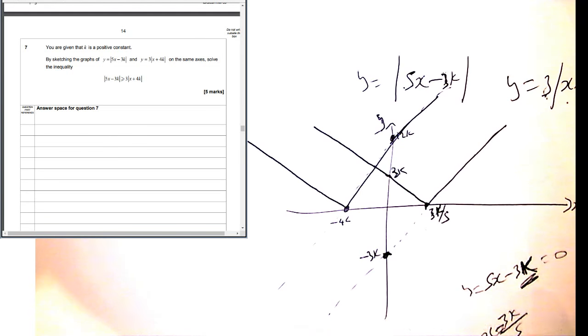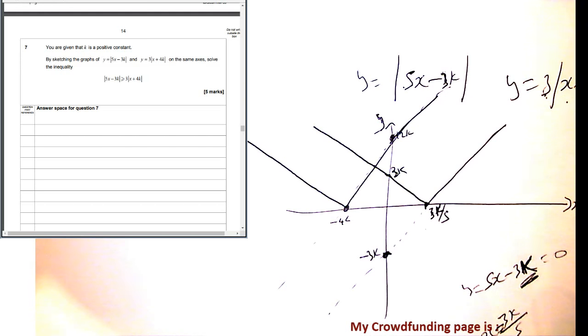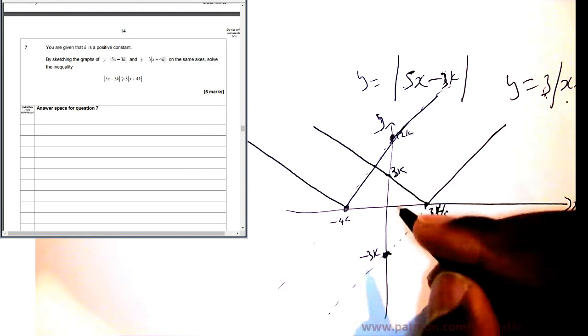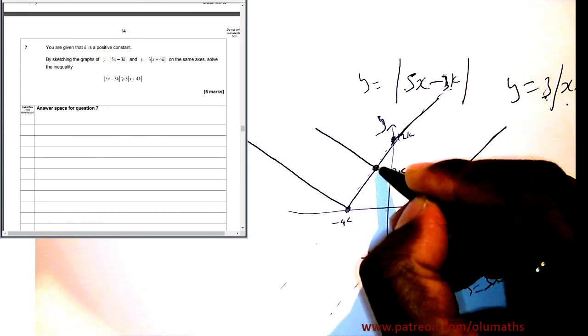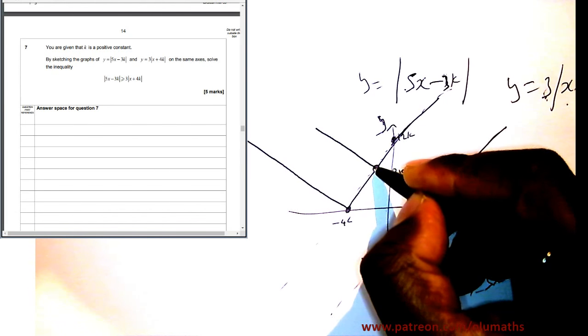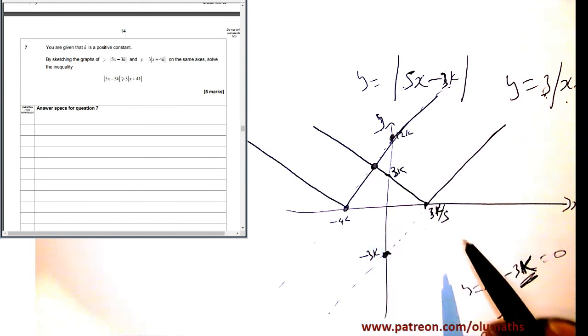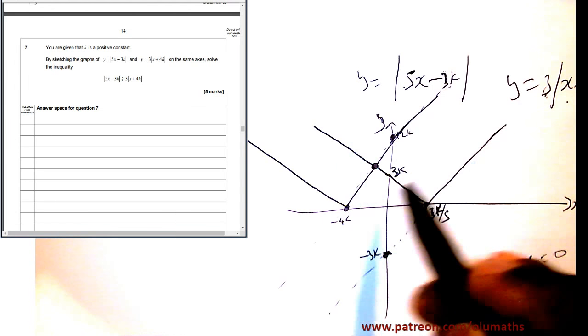Now, the question said, solve the inequality by sketching the graph, the equality of when the first graph was always greater than or equal to the second graph. First and foremost, this is where they are equal, so that's one of the solutions to our point. But when is this first graph always greater than the second graph?